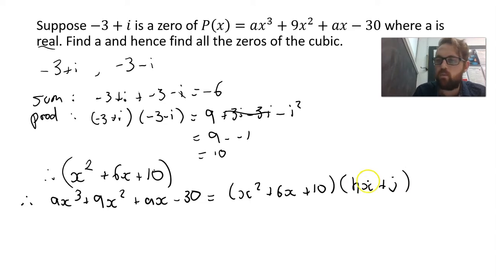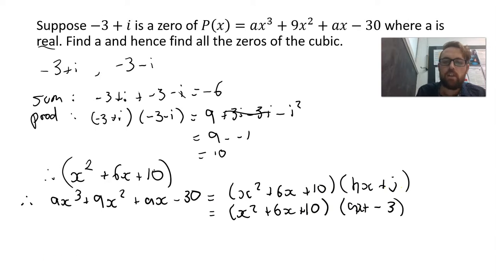Now, the trick with this is we know that to get the x cubed, it has to be x times this x. We know the factor is a in front of it, so that means our h has to equal a. So we could rewrite this as x squared plus 6x plus 10 times a x plus, and we know that this last term has to multiply into the 10 to make negative 30. So our j has to be negative 3, because that's the only way we can make negative 30 on that side.